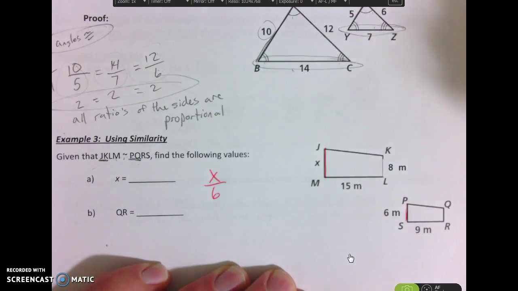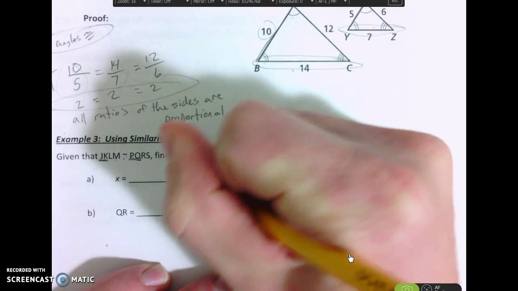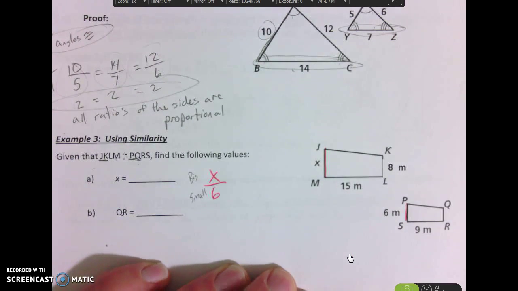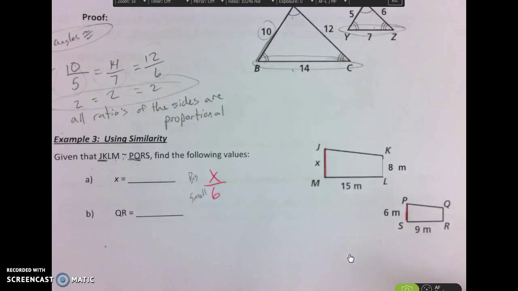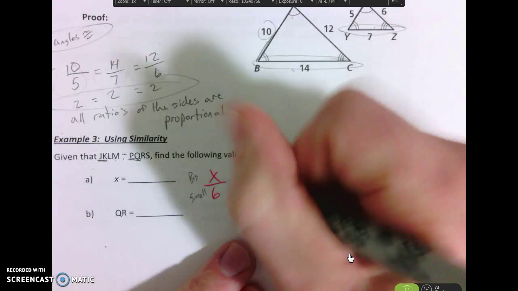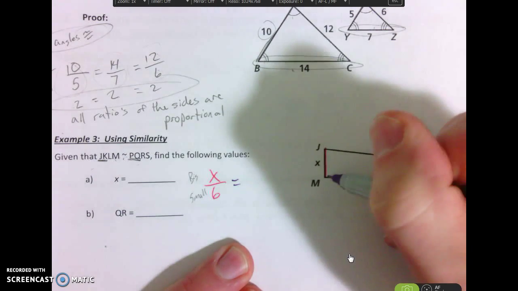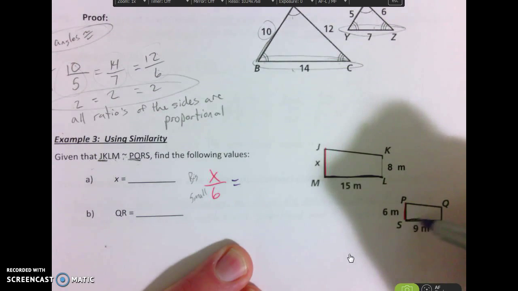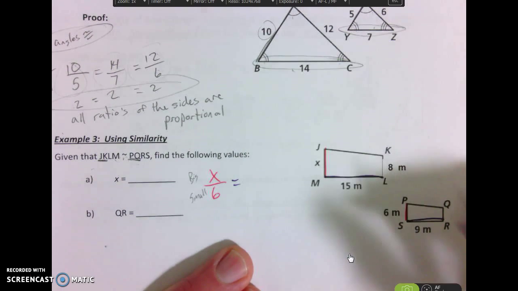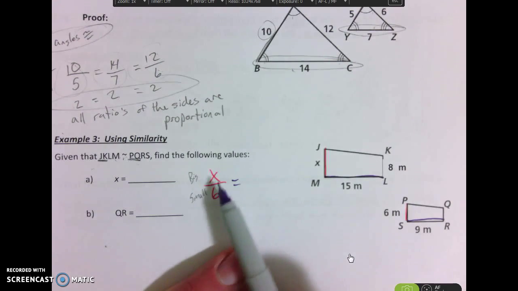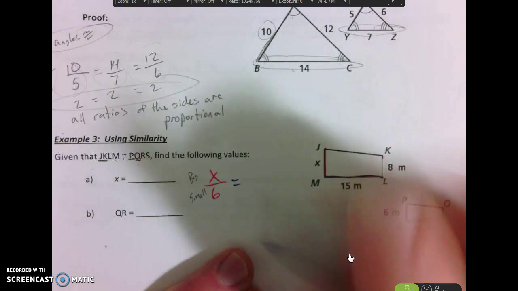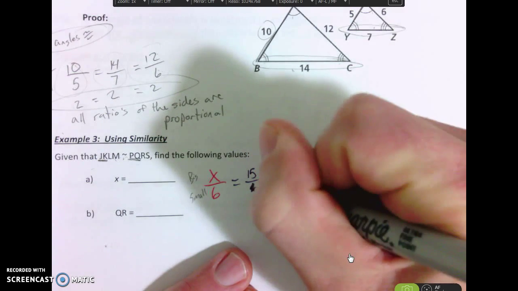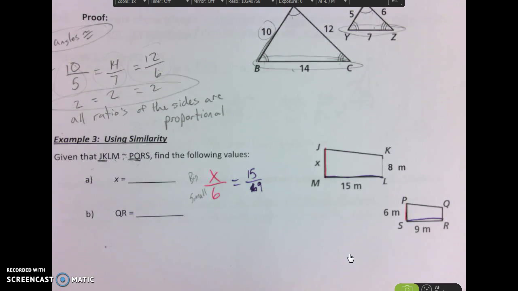Notice I used the side from the big shape first. That's what's on top, big over small. So x over 6, and then I have to find another side that's proportional, preferably with two numbers since I don't want two variables. So I look here, side ML, traced in purple, goes to side SR. So that's my proportion. I have to do big over small because x came from the big side. So 15 has to go on top. Oops, sorry, that should be 15 over 9.